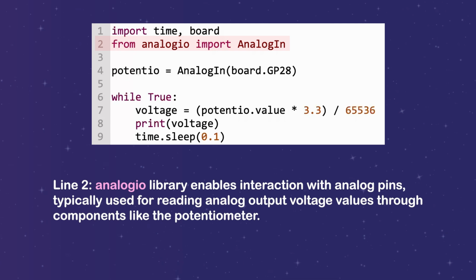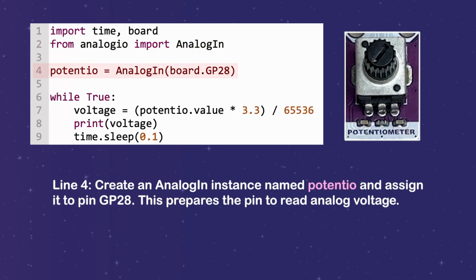Line 2, Analog I/O library, enables interaction with analog pins, typically used for reading analog output voltage values through components like potentiometer. Line 4, create an analog IN instance named Potentio and assign it to pin GP28. This prepares the pin to read analog voltage.